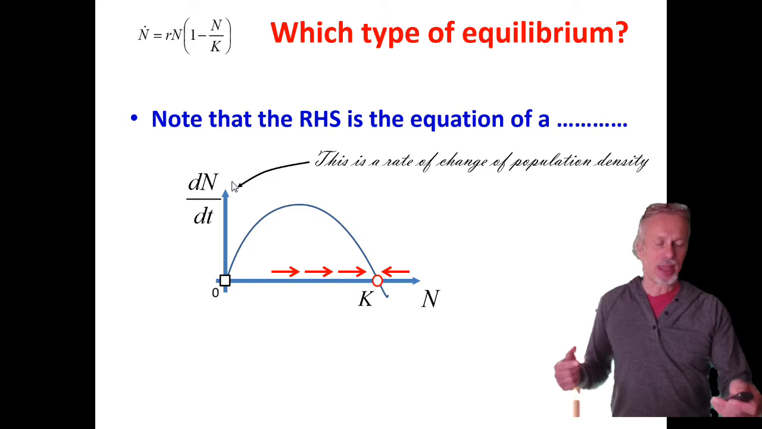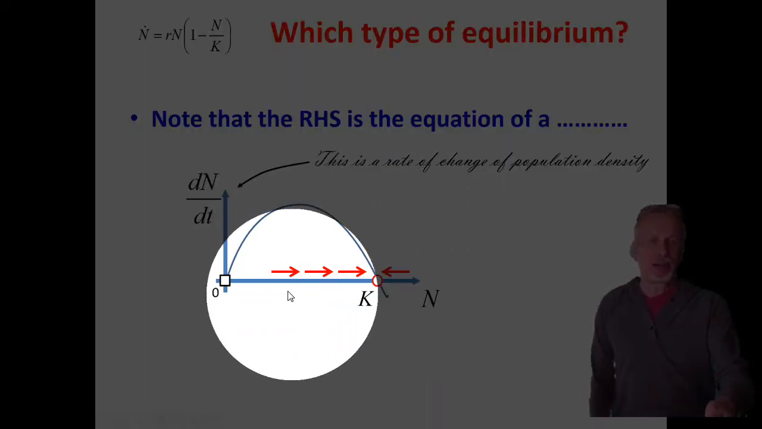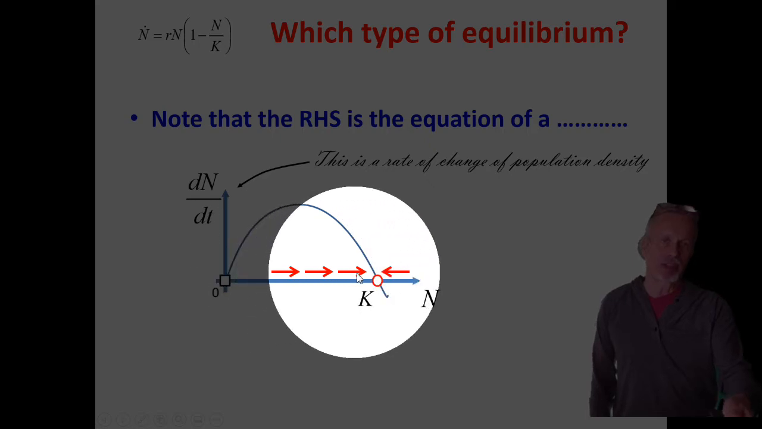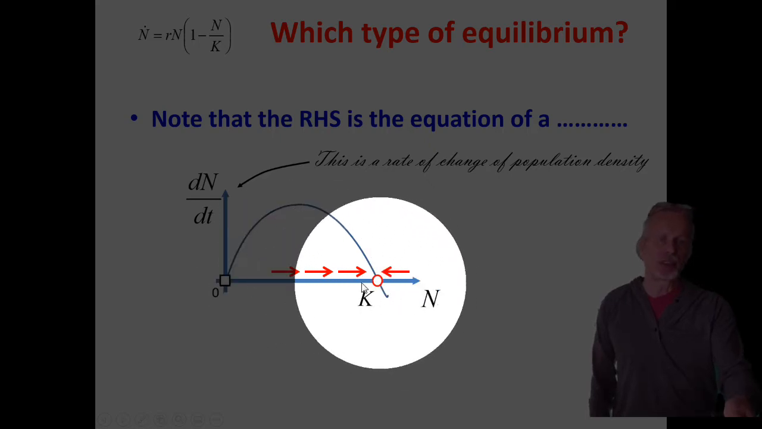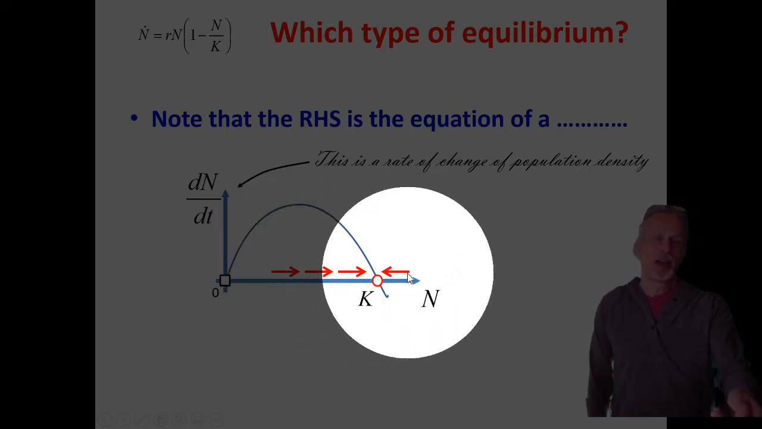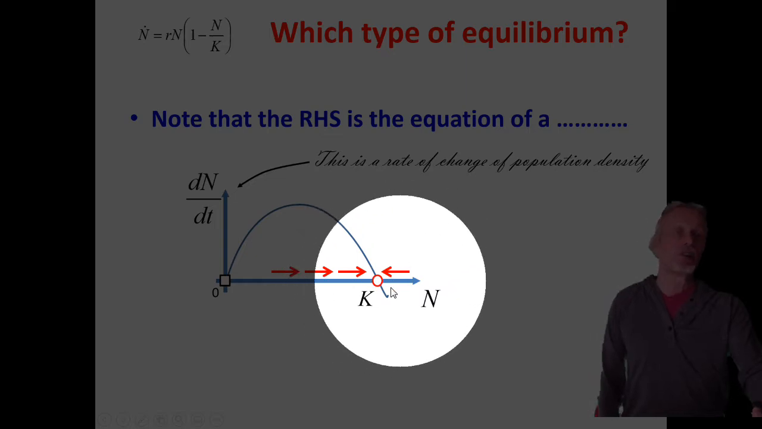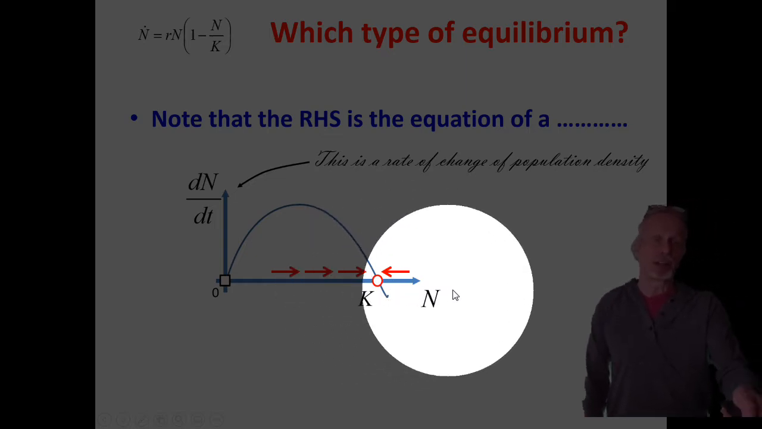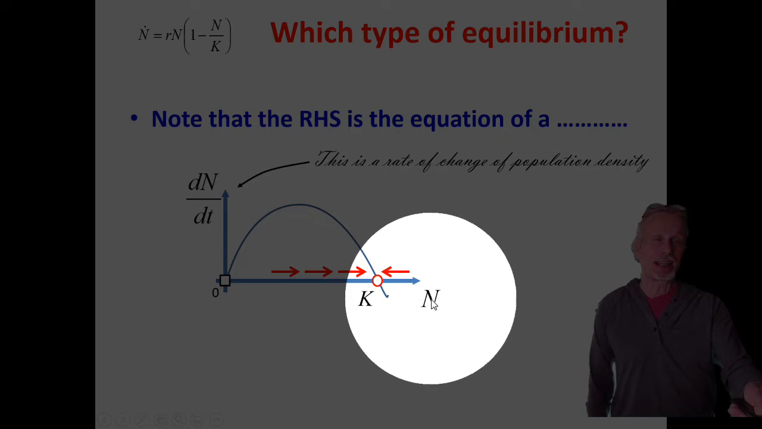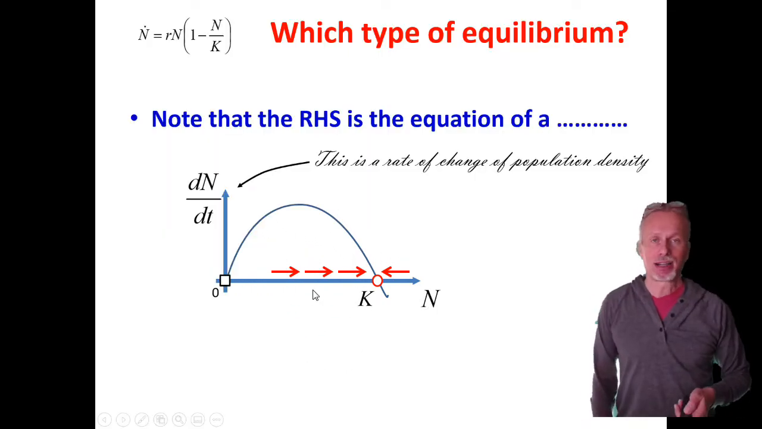So the red arrows here represent the fact that on the left of the carrying capacity, the rate of growth is positive, and so if there is a perturbation from the carrying capacity, the population will tend to go back to the carrying capacity. And the arrows point to the left if we are on the right side with respect to the carrying capacity. That means if we exceed carrying capacity, the population will decrease and will tend back to the carrying capacity.